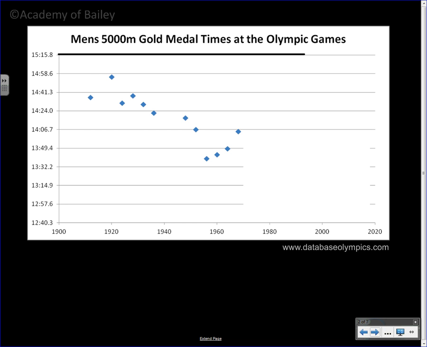Here's a scatter plot. This would be the men's 5,000 meter gold medal times at the Olympic Games, and it looks like somewhere about 1908. I think 1908 is the first time they ran the 5,000 meter. And if you are not familiar with how far a meter is, 5,000 meters is approximately 3.1 miles. So you see the years down at the bottom, and along the side is the time, and that's in minutes.